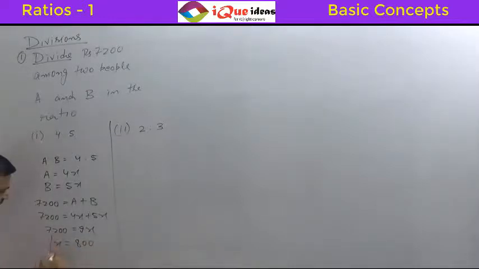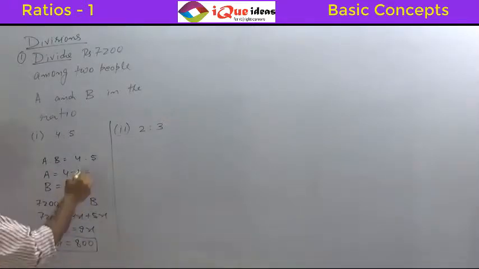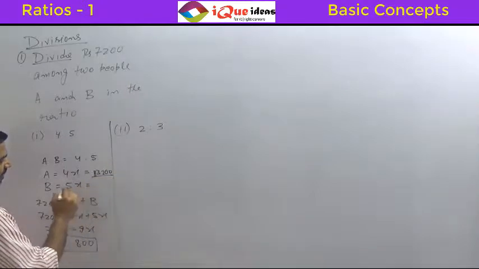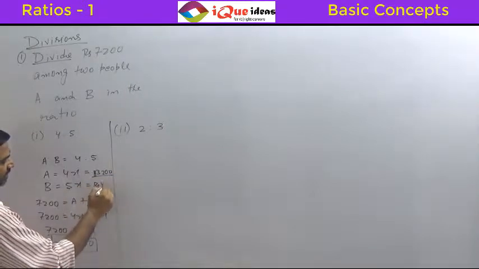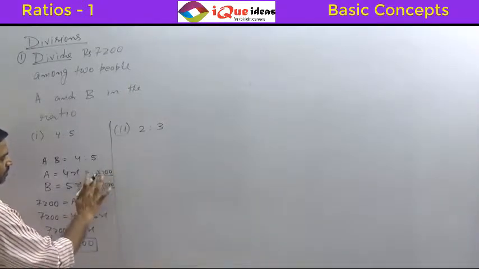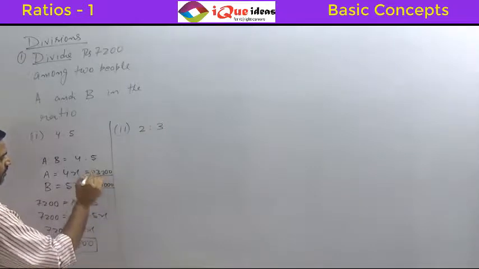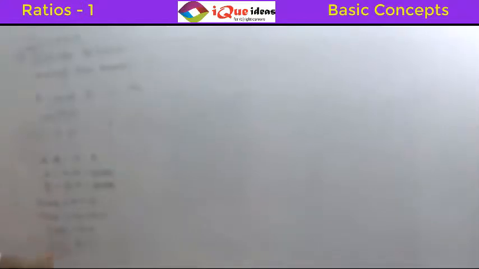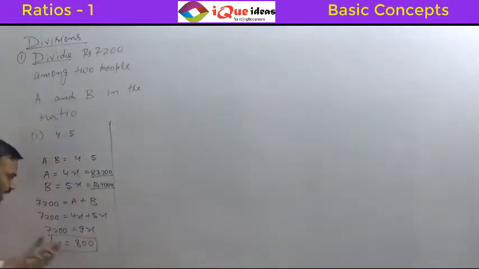Now once we get the value of x, we can find both A and B. So A will become 4 into 800, that is 3,200 rupees. And B will become 5 into 800, that is 4,000 rupees. So this is how we can divide. I'll take this a little while later. This is one way of doing this. Now, we don't need to actually write all these things. We can do this directly also.